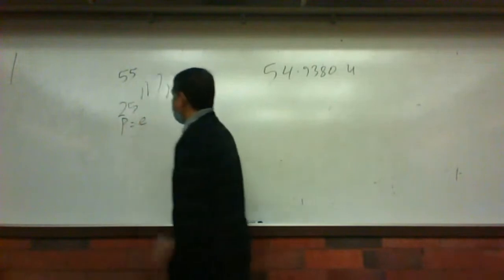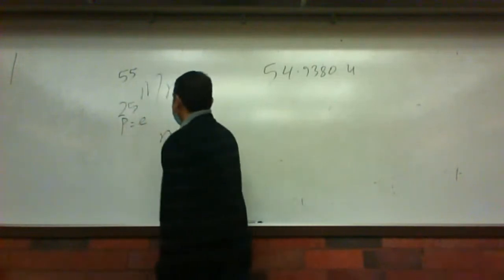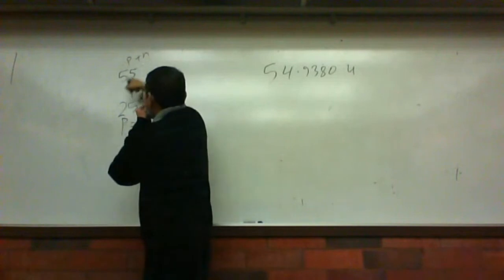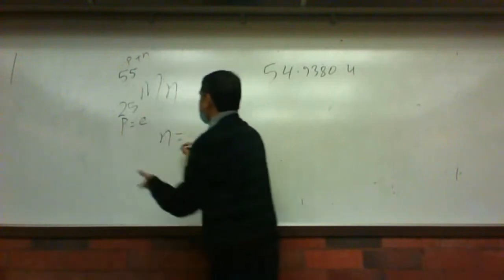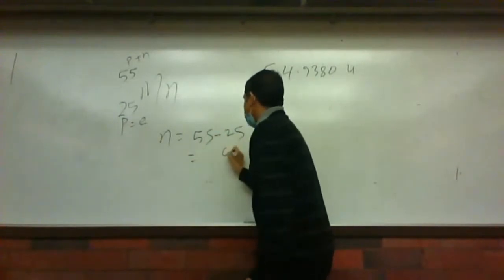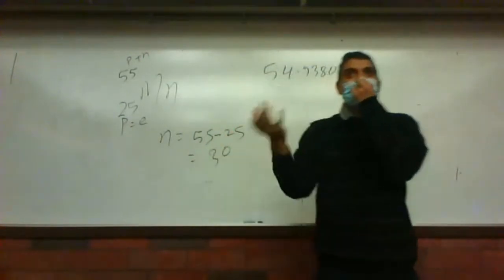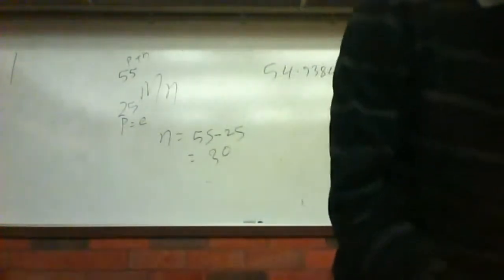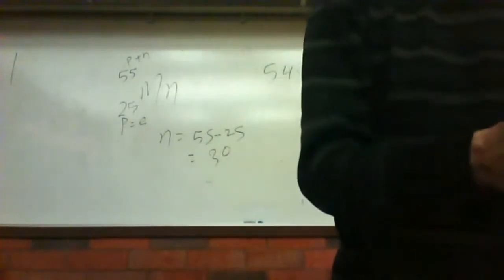So this is proton and electron. The number of protons and the number of electrons is 25. How many neutrons? This is proton plus neutron. The proton plus neutron is 55, the proton is 25. So the neutron is the bigger number minus the smaller number. 55 minus 25 is 30, so there are 30 neutrons here. Make sense? Simple, but important.